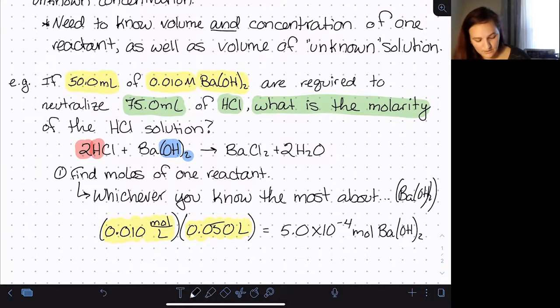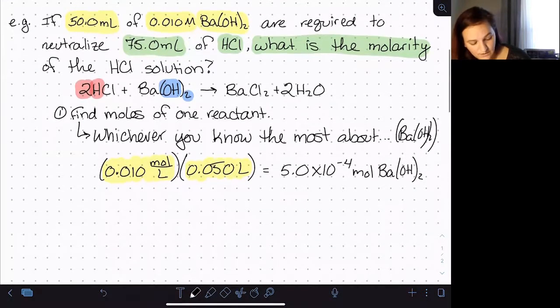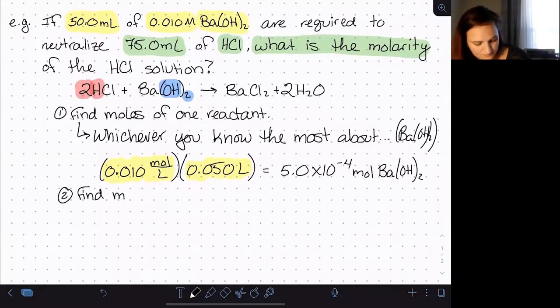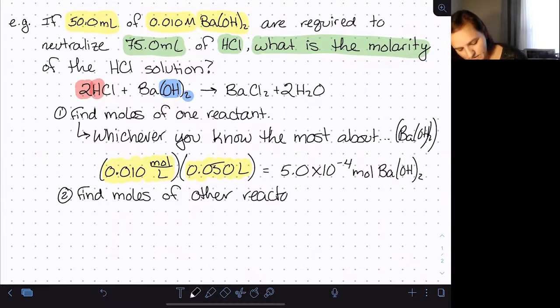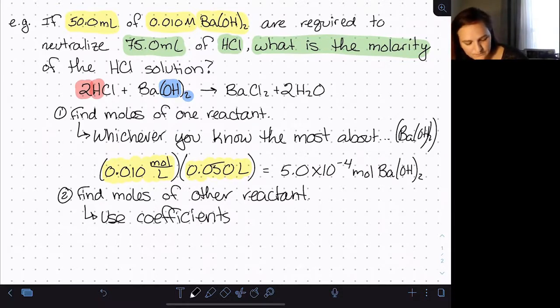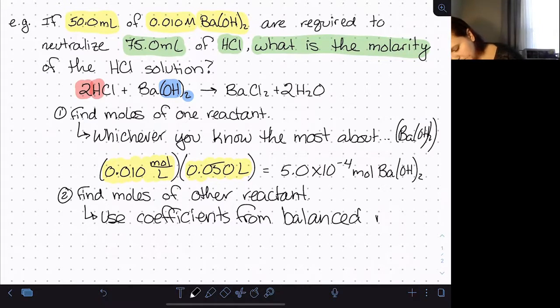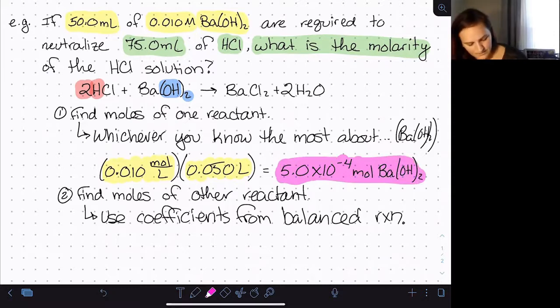So the next thing we need to do here is find moles of the other reactant. And we're going to do that using the coefficients from our balanced reaction to just convert from one to the other. So we know now that we have 5 times 10 to the minus 4th moles of barium hydroxide.